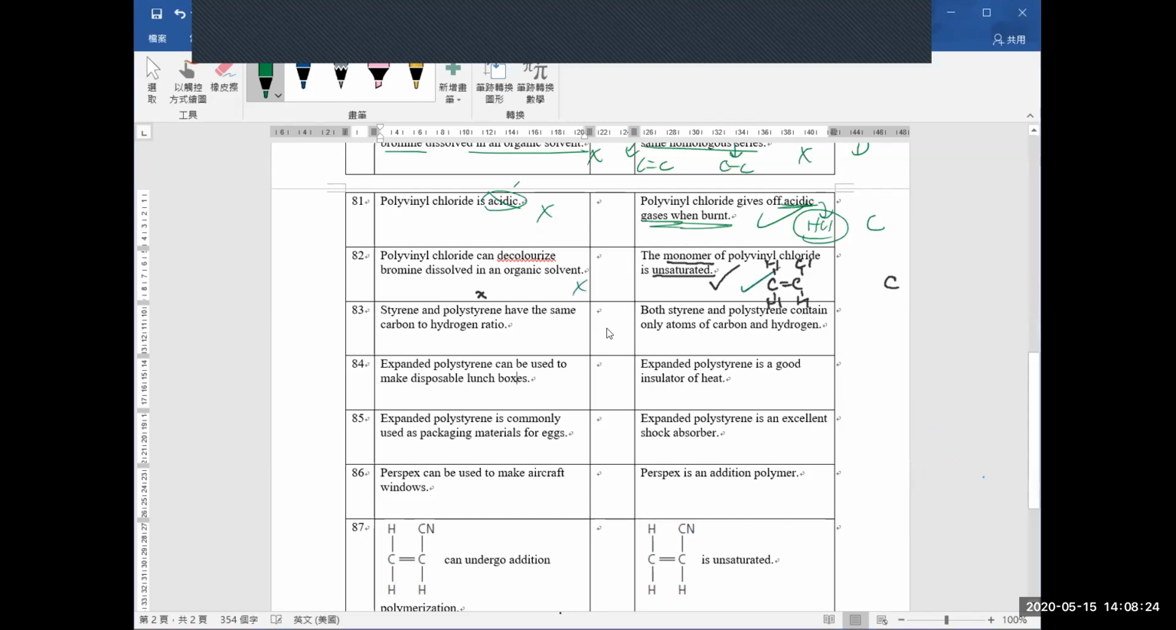Now this one is cross-antic, right? C. Simply because PVC doesn't have any C=C double bond, right? So of course it would not have any addition reaction.